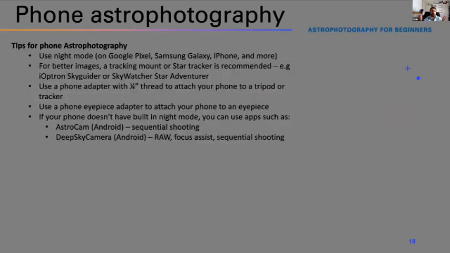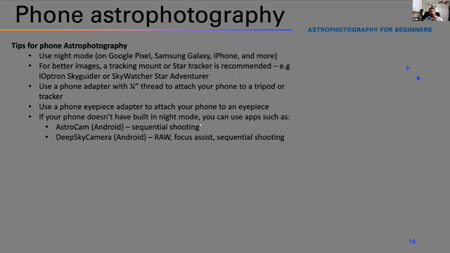Now, some tips for phone photography, some of which I already discussed: use night mode on your phone if it supports it. For better images, a tracking mount or star tracker is recommended, such as the iOptron SkyGuider, Skywatcher Star Adventurer, or basically any tracking mount. You can use a phone adapter with a quarter inch thread to attach your phone to a tripod or tracker for just wide angle photography. If you're using a phone eyepiece adapter to attach your phone to your eyepiece, you could do that like I did for most of my deep sky images there, or for my solar or lunar images.